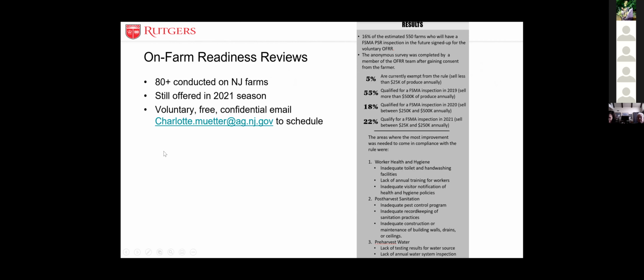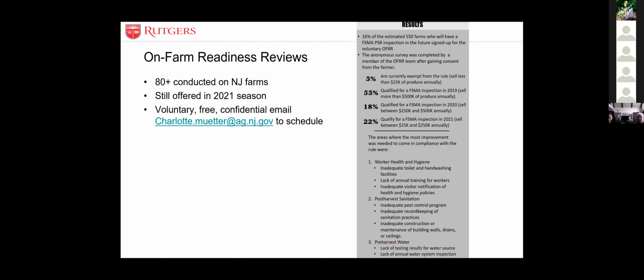Wes had mentioned on-farm readiness reviews in the intro, and this is something that we're still offering in the state. An on-farm readiness review is a voluntary assessment of farm practices to evaluate how ready the operation is for a Food Safety Modernization Act produce safety rule inspection. So they're voluntary. You have to sign up for one. I know a number of you have had them already, and hopefully you had a good experience with that and found it useful. But it's also free and it's confidential.